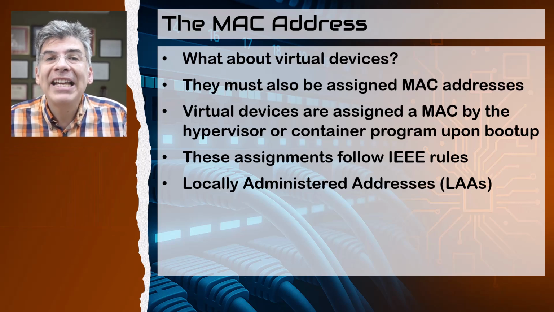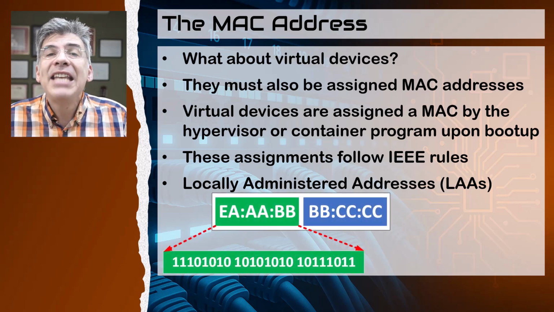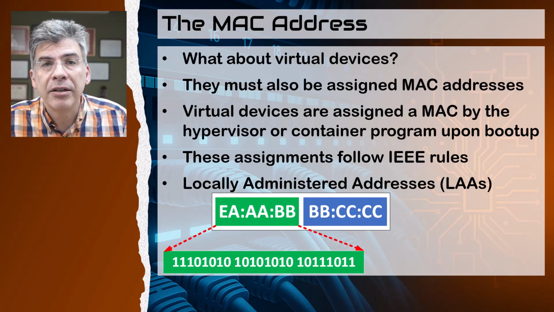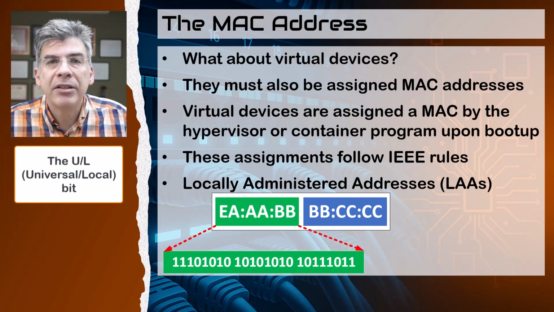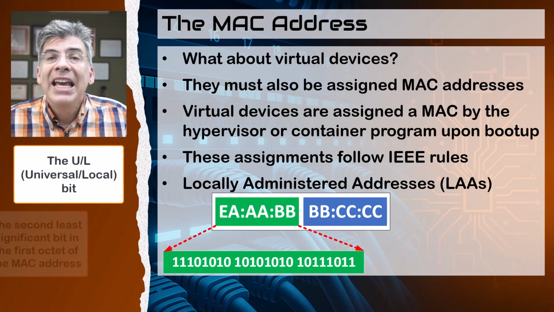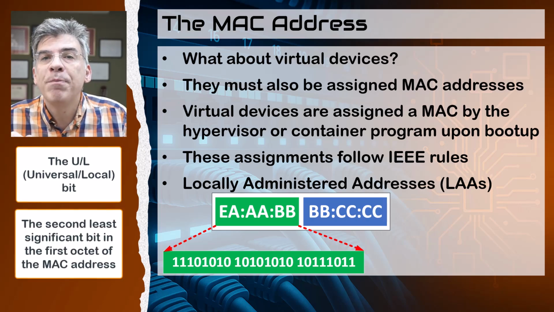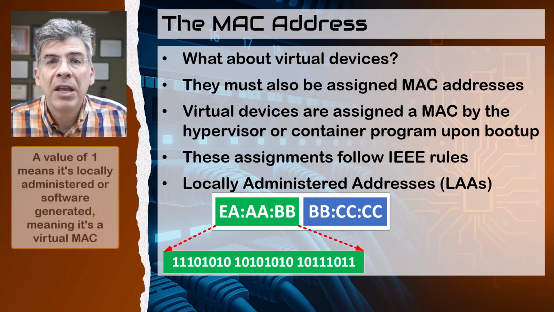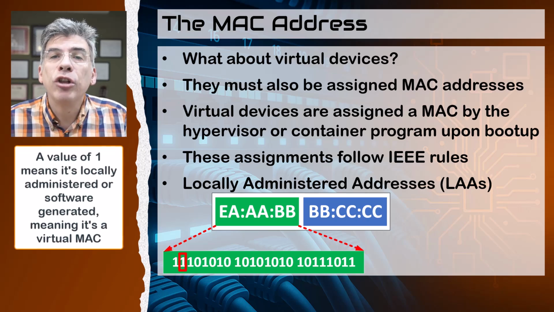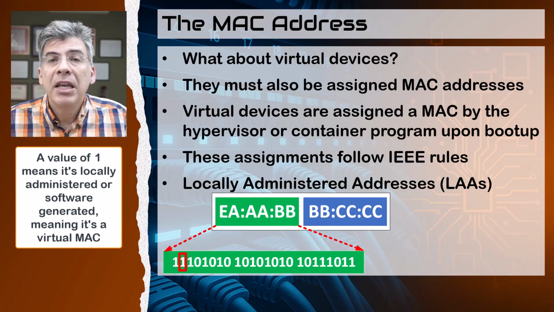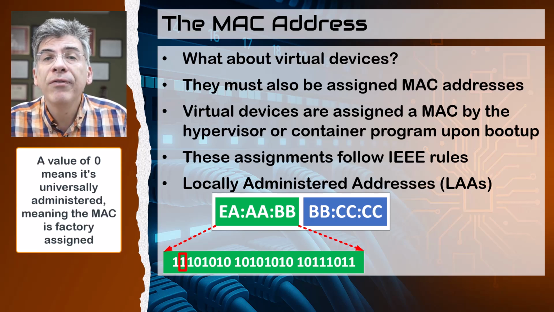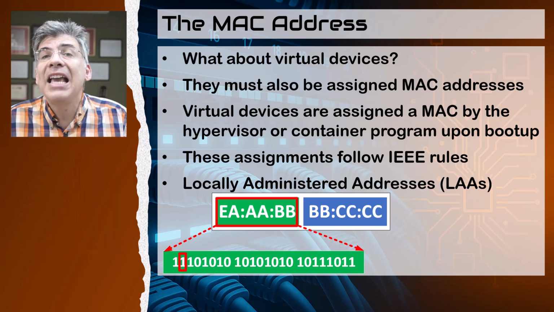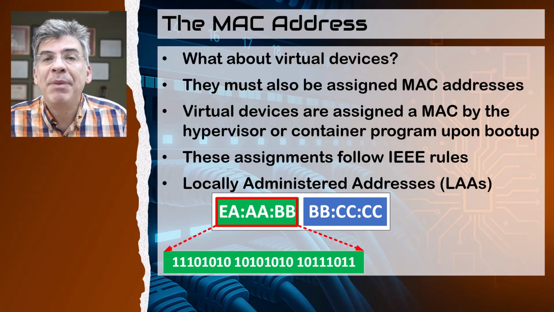It's indicated by setting a specific bit in the address, telling devices that this MAC is locally created and not necessarily globally unique. This bit is called the UL bit, or the Universal Local Bit. It's the second least significant bit on the first byte of the MAC address. In other words, it's the second bit of the whole MAC address itself. If it's a 1, the address is locally administered, or software generated. If this bit is 0, the address is universally administered, or factory assigned. This particular address here that we see is a locally administered address, since this bit is set to 1.